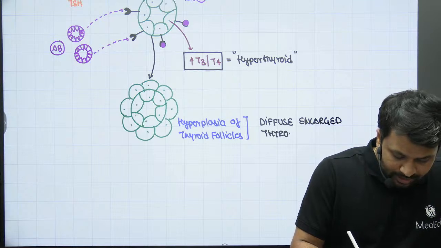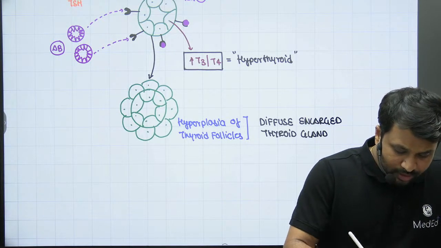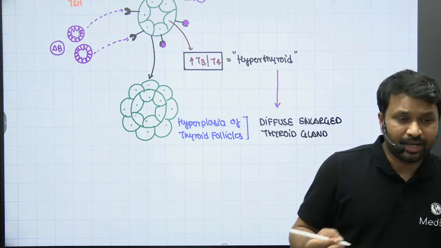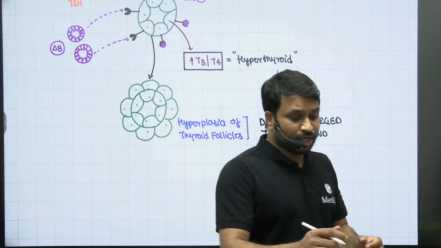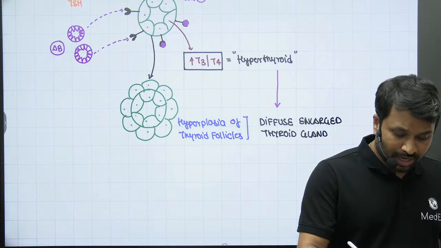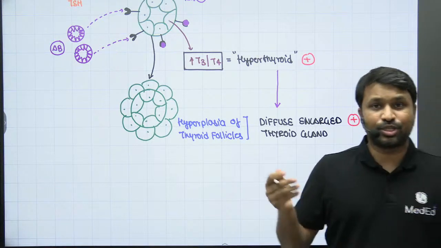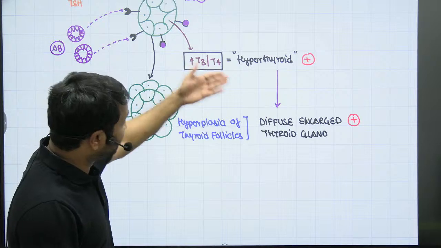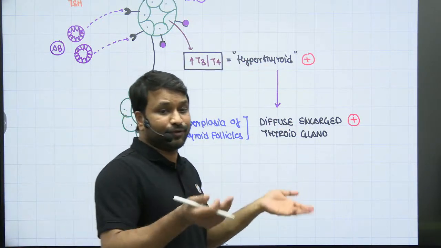A diffuse enlarged thyroid gland will be formed. Initially the patient presents with hyperthyroidism, and slowly the gland will also start to enlarge under the influence of TSH. Now you have two things. What are the two things? You have hyperthyroid status and the enlarged thyroid gland. That is what we call diffuse toxic goiter. You see diffuse enlargement of the gland with hyperthyroid status, hence the name diffuse toxic goiter.